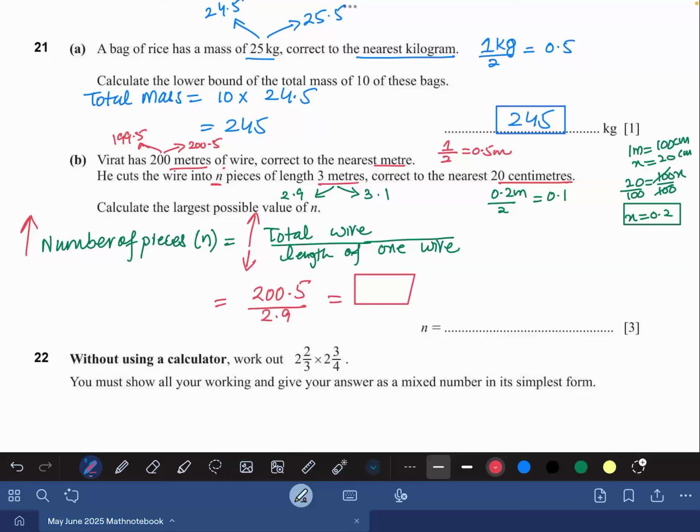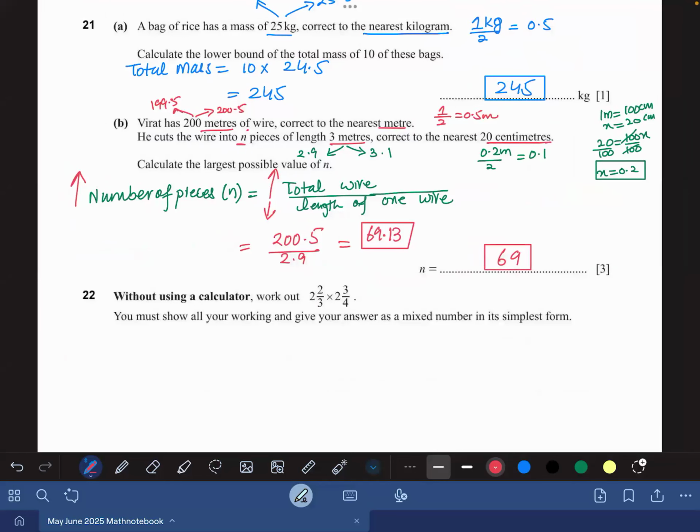Hurry up. Sir, 59.1379. 69. Okay, my bad. 69 point 1379. Okay, see, the largest possible value of n, so 69 is the largest possible value. Do not write 0.13. Agree? 0.13 cannot be the piece of wire. Okay. So 69 is the answer.